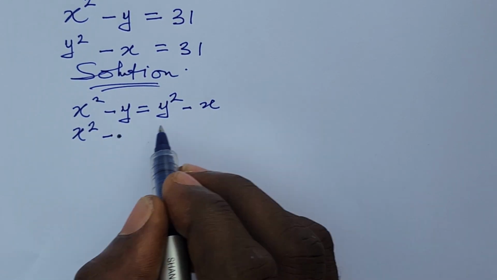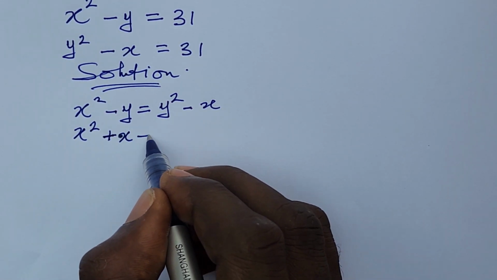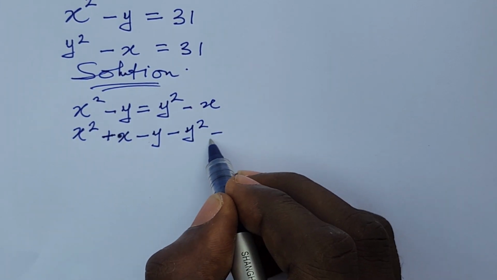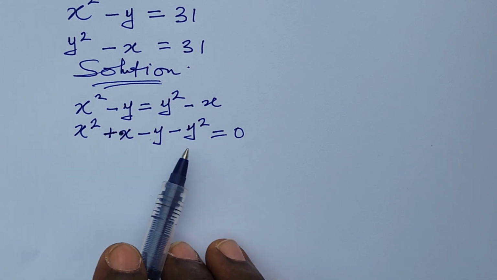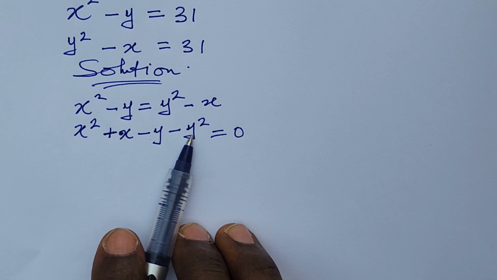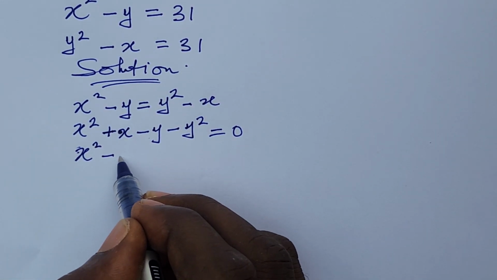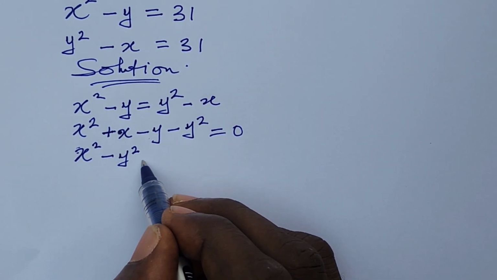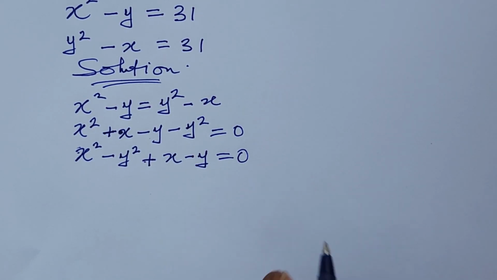So let's take this first. We have plus x, then minus y to the power of 2, everything equal to 0. If you take a look at this, there's no way we can factorize this to give us something reasonable. So let's bring the terms carrying a square together. We have x to the power of 2 minus y to the power of 2, then the other two terms together, plus x minus y, equal to 0.